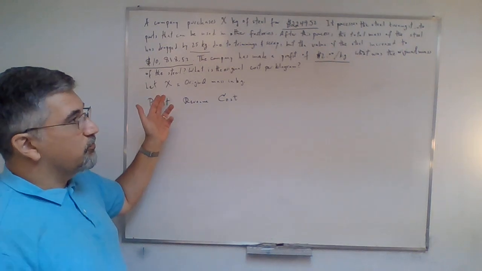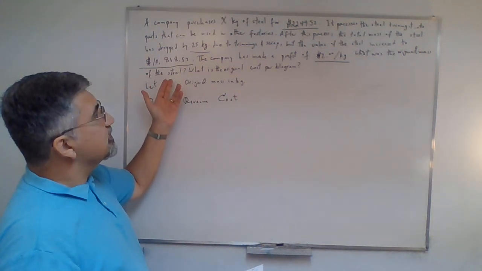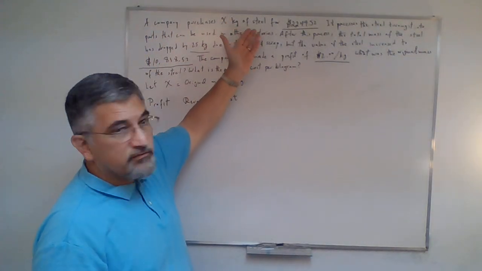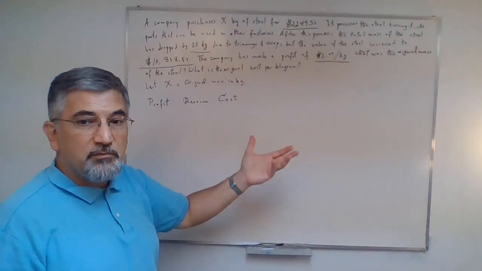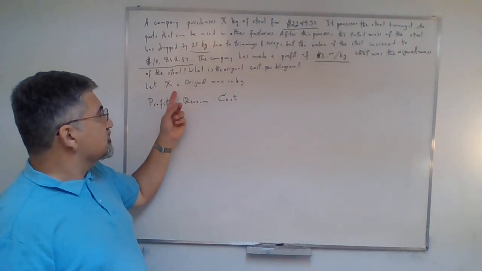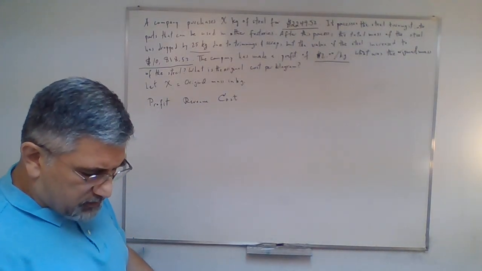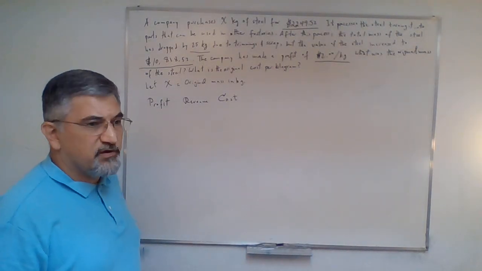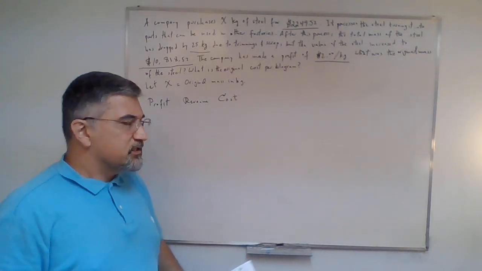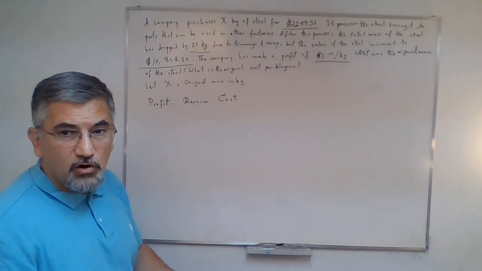So here, what is unknown is the original mass of the steel. The company purchases X kilograms of steel, and we want to know how many kilograms of steel this company purchased. So we're going to let X equal the original mass in kilograms, and then we are going to use a very famous formula in economics and business, and that is profit equals revenue minus cost.